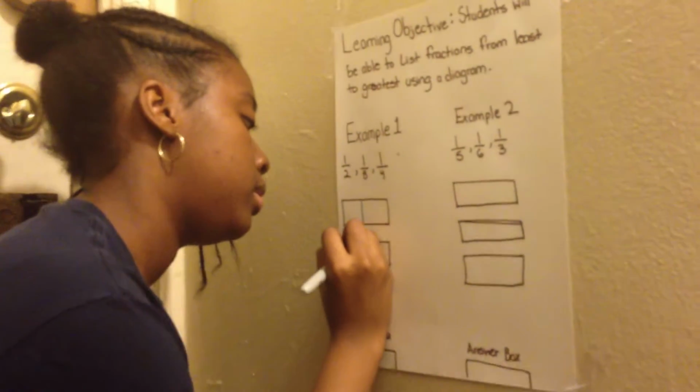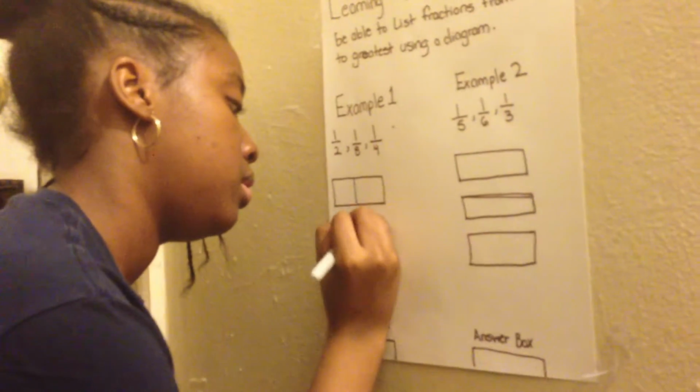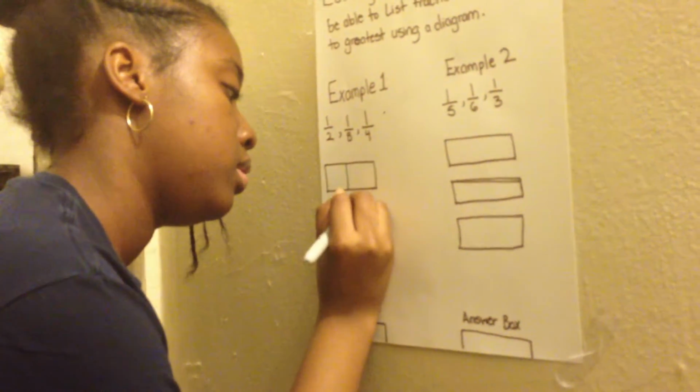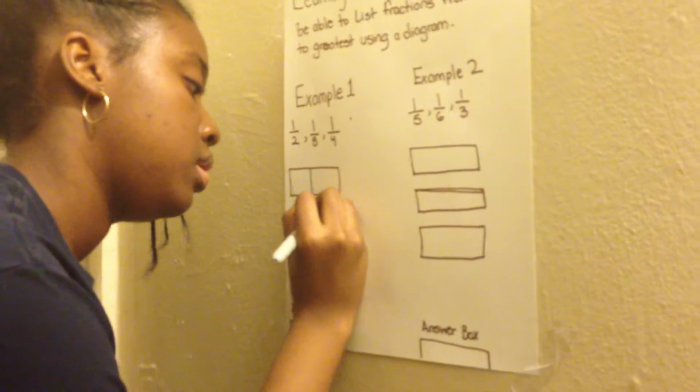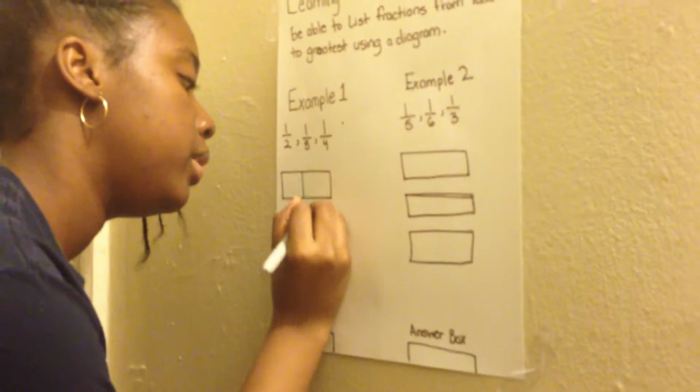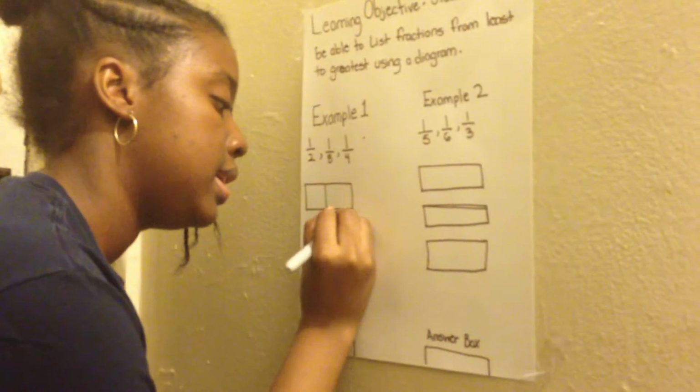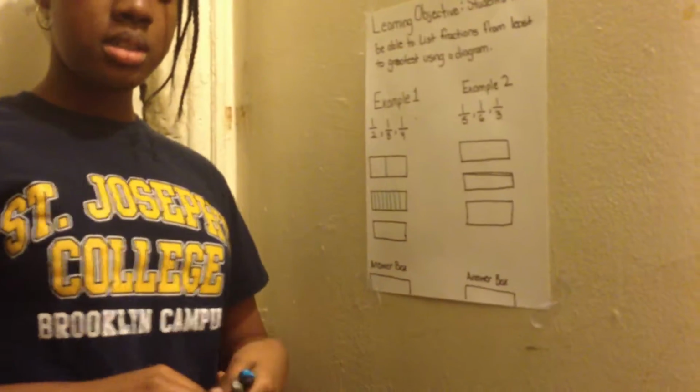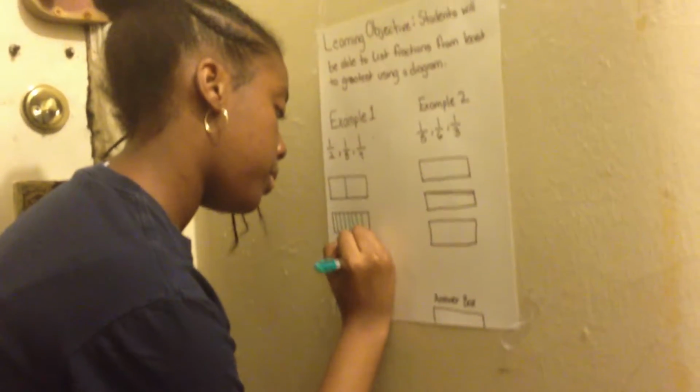So let's count. 1, 2, 3, 4, 5, 6, 7, 8. All right. For 1/4, how many boxes are going to be? 4 smaller boxes. 1, 2, 3, 4. All right.